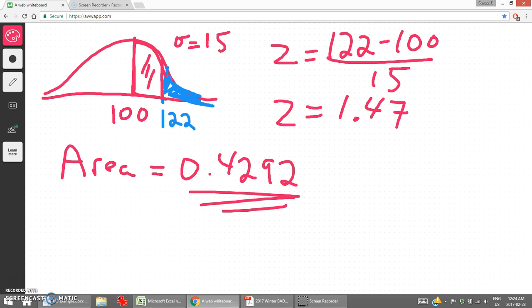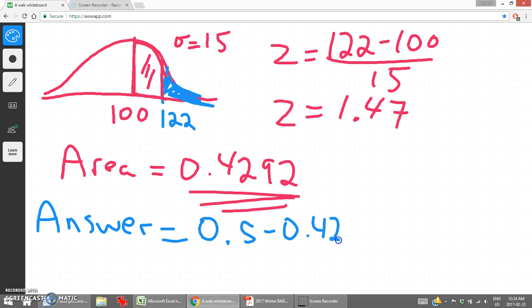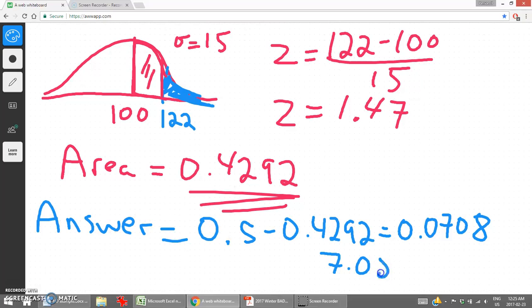However, we don't want that area. We want that area that is shaded in blue. So let's go back to blue. To get our final answer, we're going to subtract that first area from 0.5, and we get 0.0708. So the probability of randomly selecting an individual with an IQ greater than 122 is approximately 7.08%.